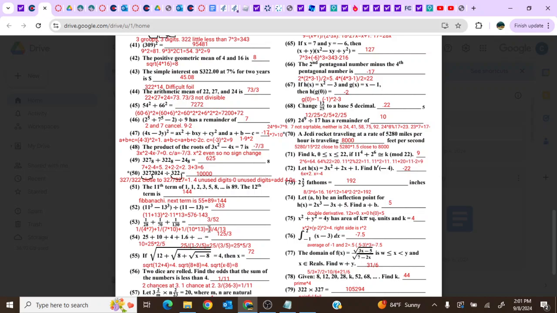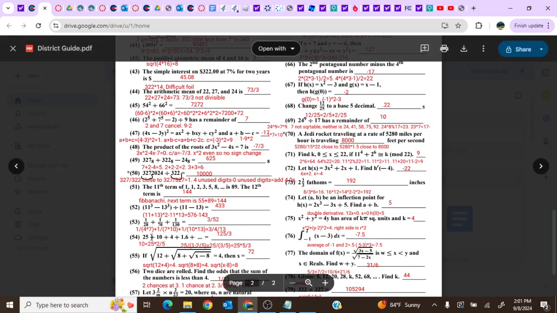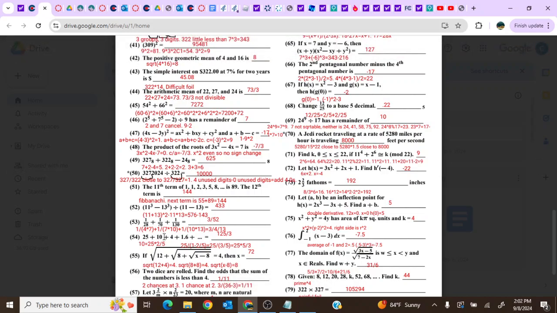54, 25 plus 10 plus 4 plus 1.6. This is a very clear geometric series. Each number is 2/5 times the previous one. So now you use your formula for the sum of a geometric series. 25 over 1 minus 2/5. This one is a constant. So now you have 25 divided by 3 over 5. Since you're dividing by a fraction, you can flip it, and you get 25 times 5 over 3, which you don't have to simplify. Just write 125 over 3.